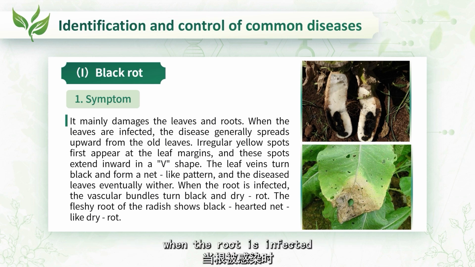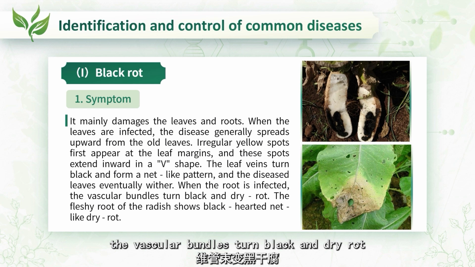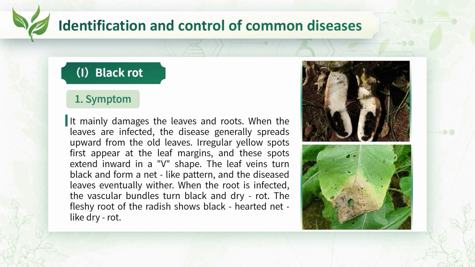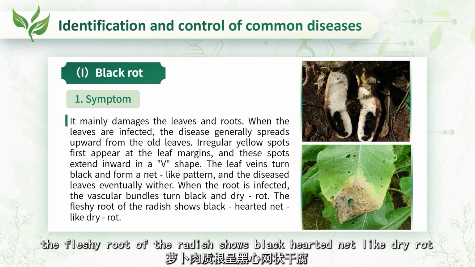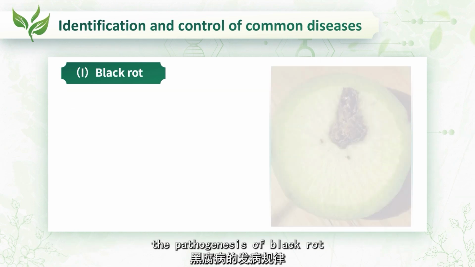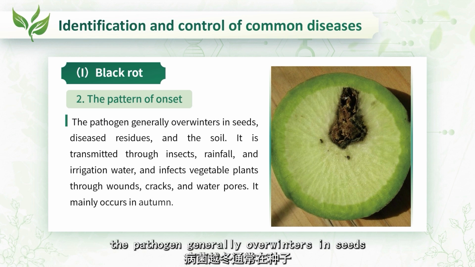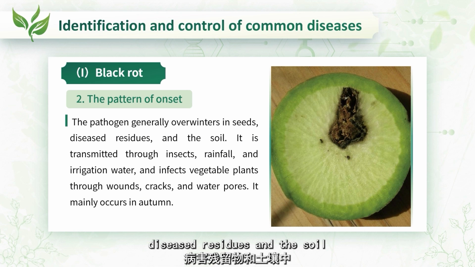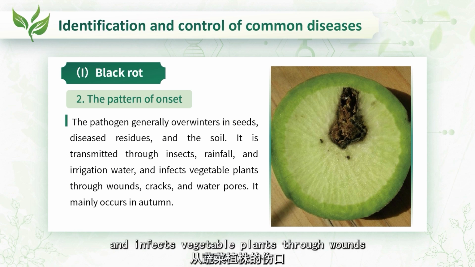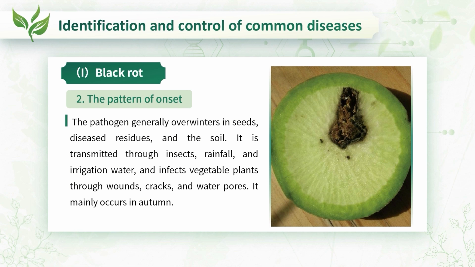When the root is infected, the vascular bundles turn black and dry rot. The fleshy root of the radish shows black, net-like dry rot. The pathogenesis of black rot. The pathogen generally overwinters in seeds, diseased residues, and the soil. It is transmitted through insects, rainfall, and irrigation water, and infects vegetable plants through wounds, cracks, and water pores.